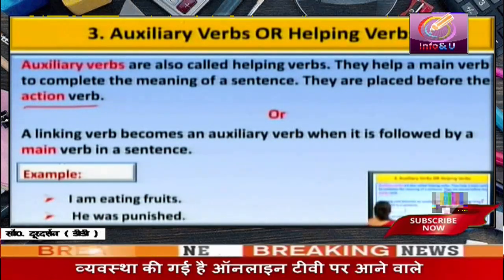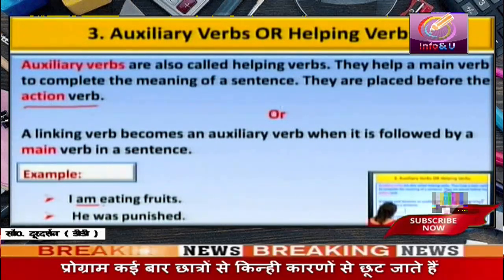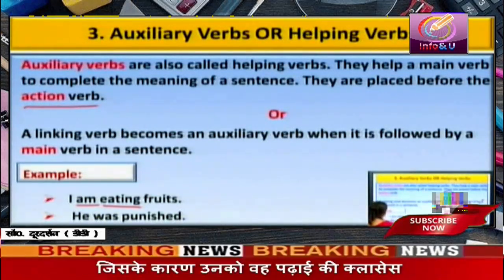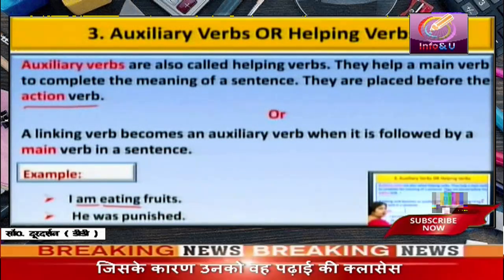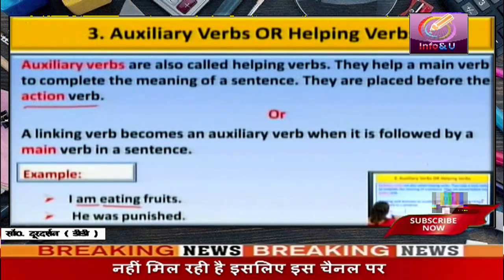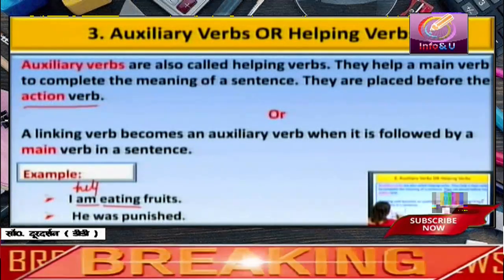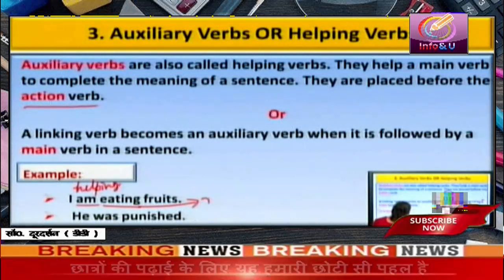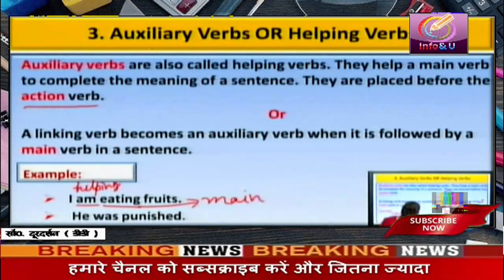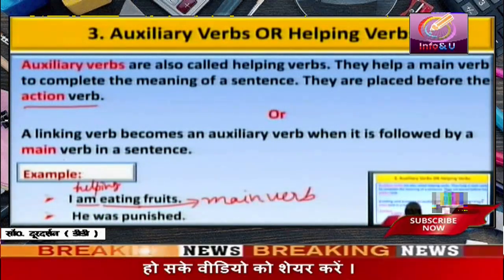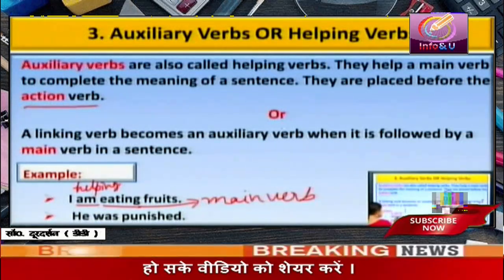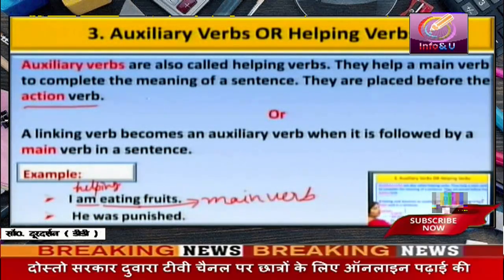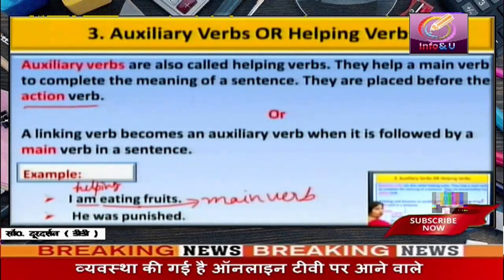For example, I am eating fruits. In this sentence, there are two verbs, am and eating. Am is helping verb and eating is main verb. This main verb takes help of am to complete the meaning of the sentence. So, am will be helping verb.